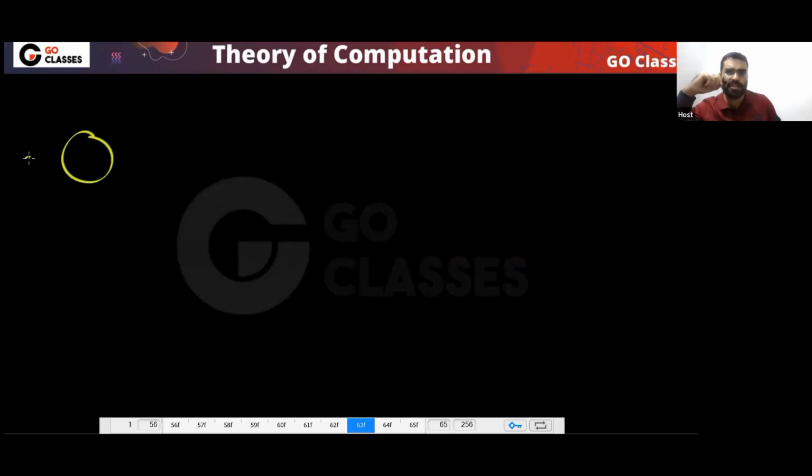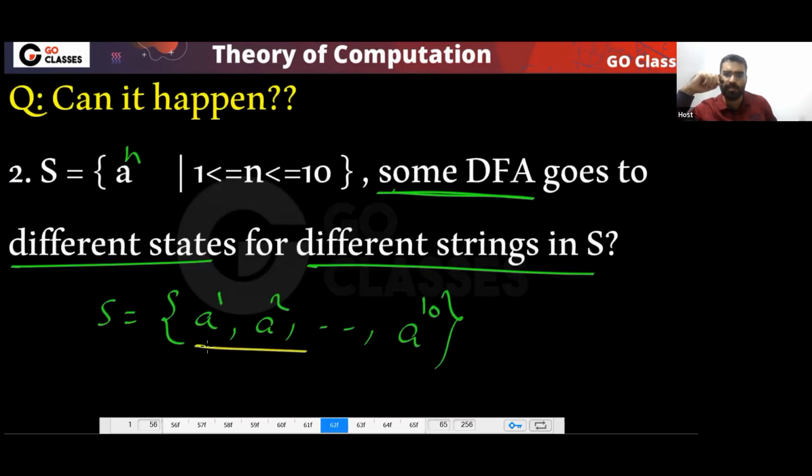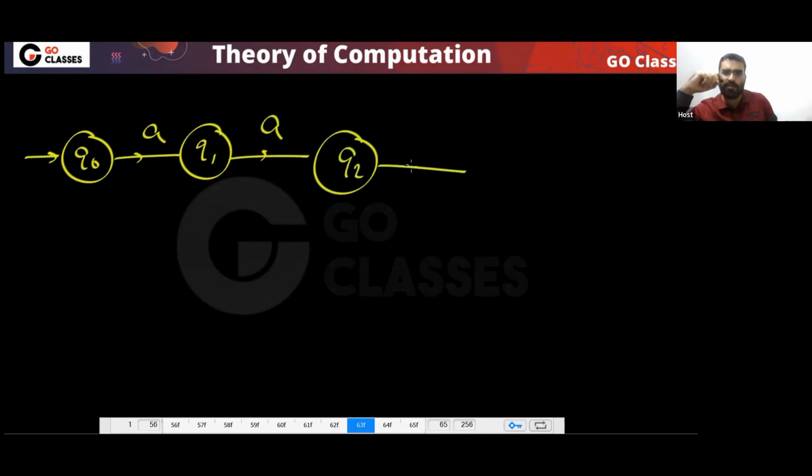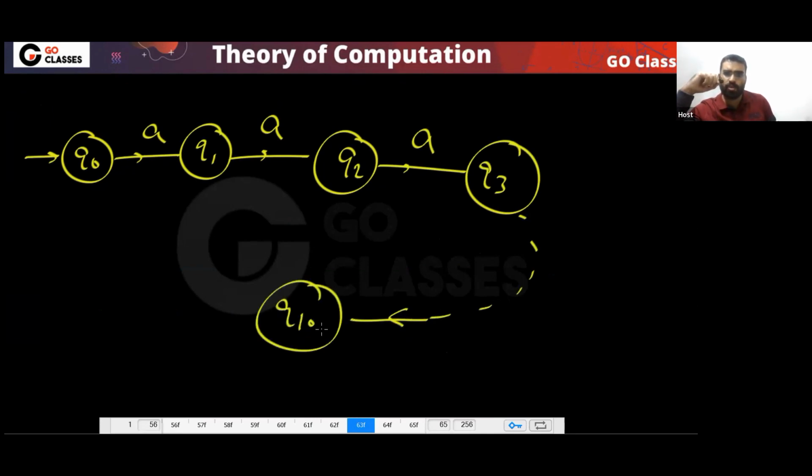For example, you can create this DFA. Basically, you want these strings to go to different states. So you can create this type of DFA. Let's call it Q0, Q1, Q3, and so on, and so on. So there will be something called Q10, and then finally you can go to some state. It does not matter what the initial state is or what the final state is.